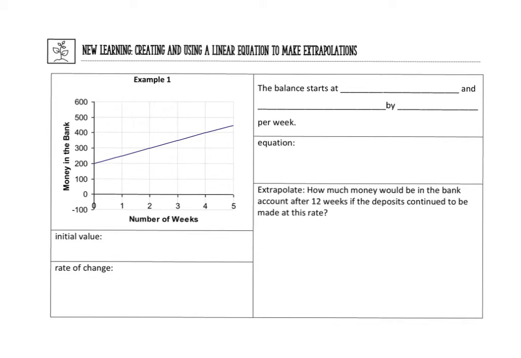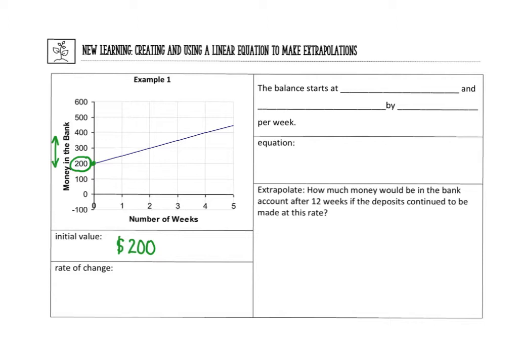Hi everyone, let's review how to create a linear equation from a graph. We'll begin by finding the initial value. Remember that the initial value is the place where the line begins on the vertical axis. In this case, there's $200 in the bank before any weeks have passed. So that means that there's $200 starting in the bank account.